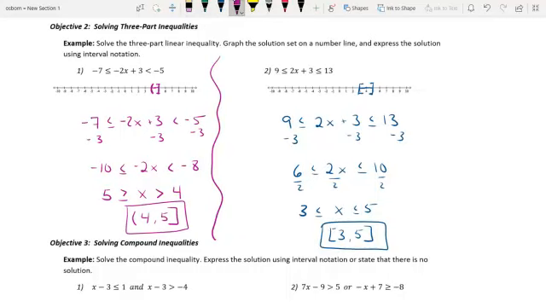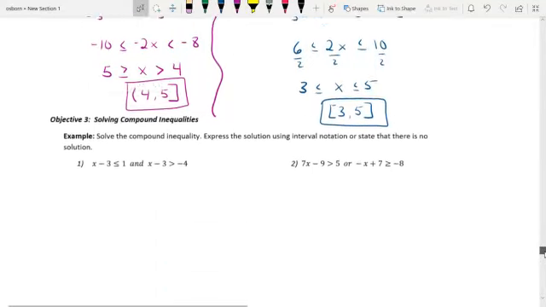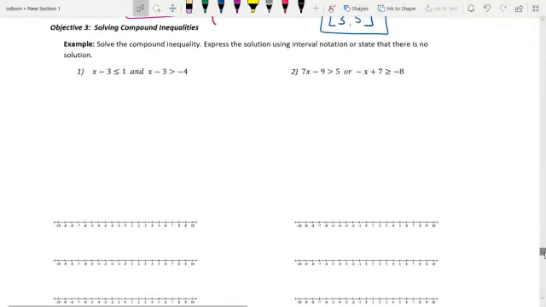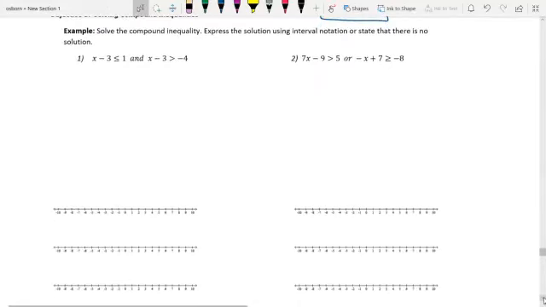Now the last type of linear inequality that we will talk about in this section are compound inequalities. Now for compound inequalities, it is very important the words that you see in regards to and or, right? So you have to pay very careful attention to that. You want to express the solution using interval notation, or state that there is no solution if that's the case.